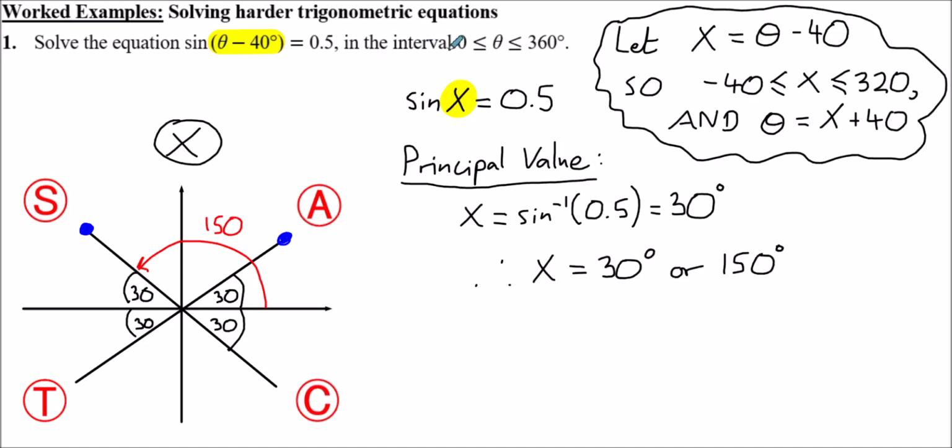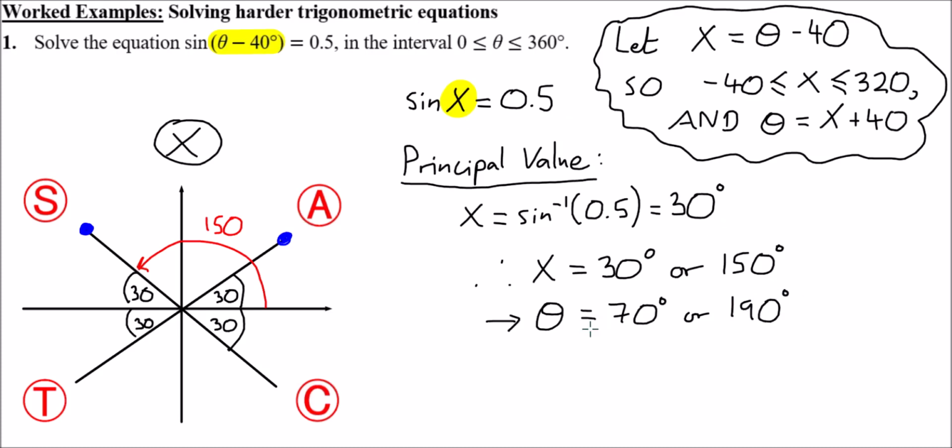But if we read the question carefully and just remind ourselves, we're interested in theta to answer this question, not big X. And so swapping X with theta finally, and reminding ourselves that theta is X plus 40, we just add 40 to each one of these. And so theta is either 70 degrees or 190 degrees.